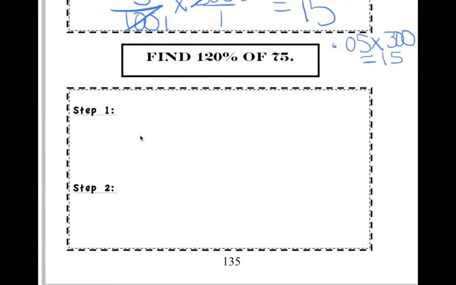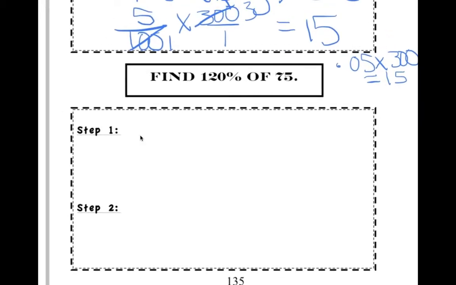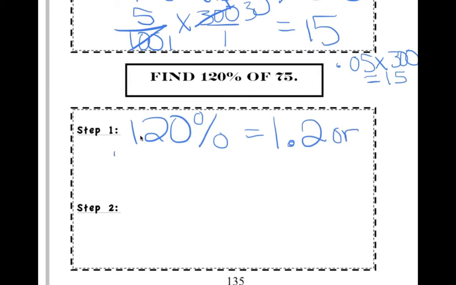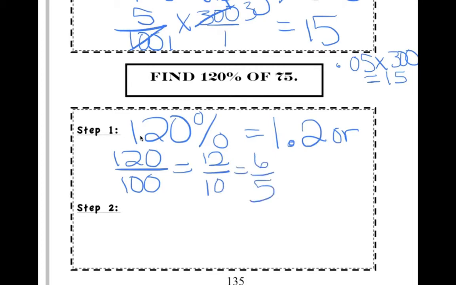Okay, now let's find 120% of 75. Okay, now this is a little bit harder because 120% is more than 100%. Your answer is going to be bigger than the number, and that seems a little bit weird. Okay, so 120%, if we convert it to decimal, equals 1.2, or 120 over 100, which simplifies down to 12 over 10, which also simplifies down to 6 over 5. Okay, either way, you decide, and then we're going to multiply that out.